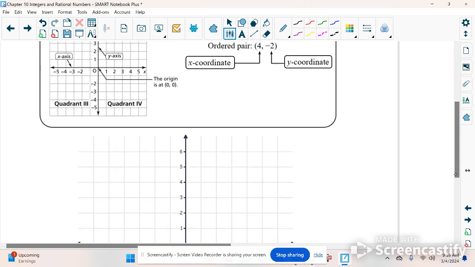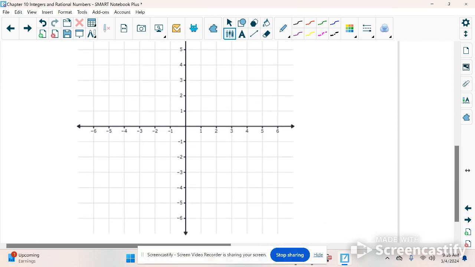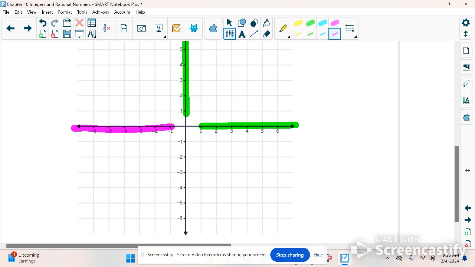So, you should have gotten a pink and green highlighter. The green is going to represent positive numbers, and the pink is going to represent negative numbers. So we're going to highlight with the green the positive numbers. So those going to the right are positive, and those that are going up are positive. And then we're going to use the pink to highlight the negatives. So to the left is negative, and down is negative.